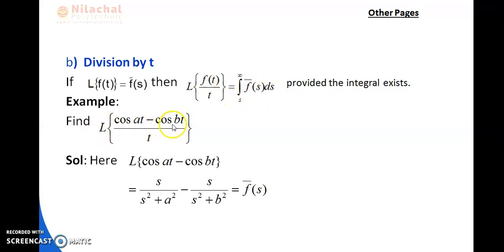So let us start one example. Laplace of (cos a t minus cos b t) by t. So here, by t means the numerator is your f of t. So f of t Laplace you have to find out. Laplace of cos a t minus cos b t, both are direct formulas. Cos a t means s by s square plus a square, minus cos b t means s by s square plus b square. That equals f bar s. It is denoted as f bar s.